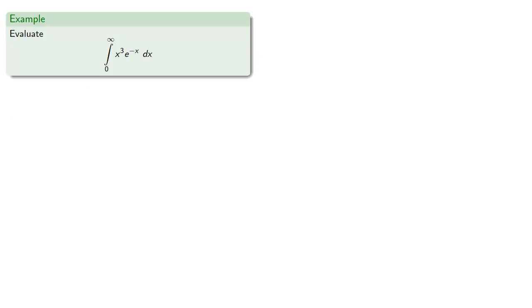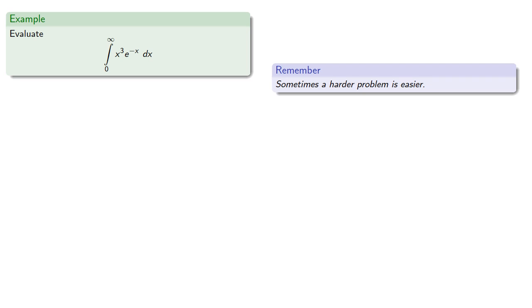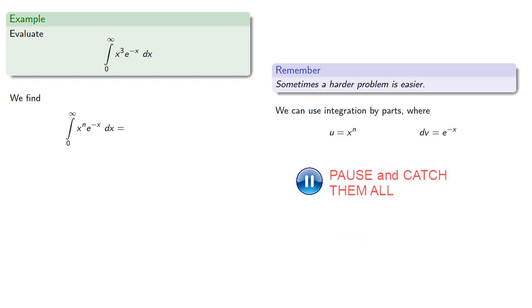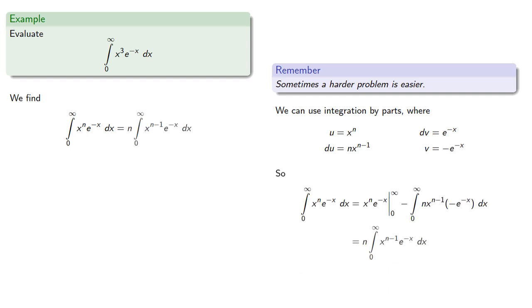Let's consider this integral. One of the interesting features of mathematics is sometimes a harder problem is actually easier. So instead of having a specific exponent, let's consider what happens if we try this integral with an arbitrary exponent. We can use integration by parts, and so this integral is... and note that when we apply this, we get something that looks very much like our original integrand, but the exponent on x has decreased by 1.